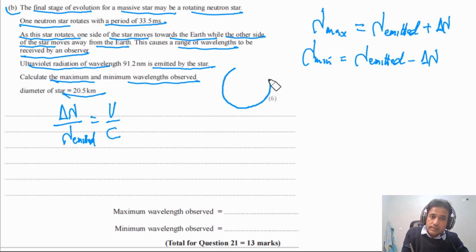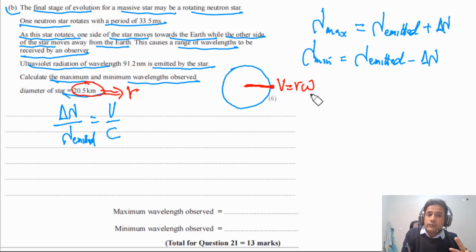So this one is the star, and this star has a certain angular velocity. The tangential velocity is maximum at this point, when it is moving towards or moving away. So the v at this point is maximum. We need to find this value of v, and that will be equal to r times omega. We have the diameter of the star, so we can find the radius from here. We can find the value of r. So we need to find omega now.